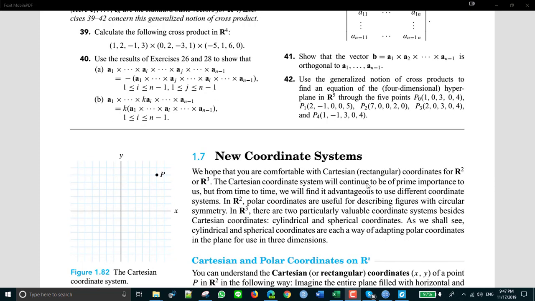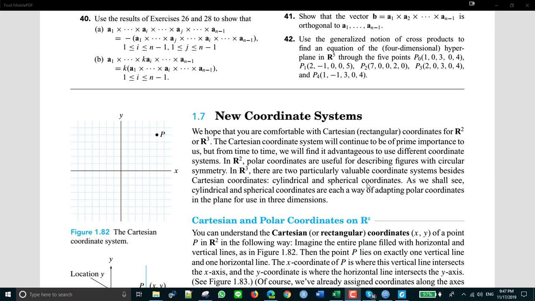Okay, this is the last section in chapter 1, and we're not going to concern ourselves with all of it, but part of it we should take a look. So what we've been doing is working in the Cartesian coordinate system. That's the typical system that we always use. We have X, Y, and Z axes, but we want to have a different set of axes now.